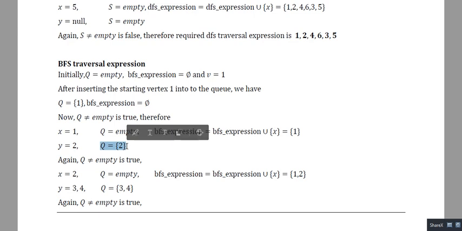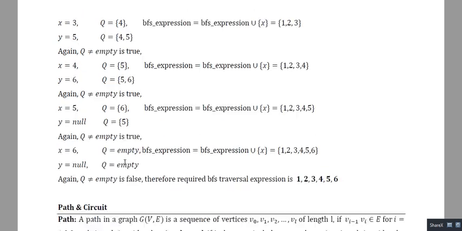Actually, I am doing all these things as per my algorithm. Step 1 says: insert the starting vertex into Q. The next step says: while Q is not empty, X equals the deleted node from Q. Then you add the deleted node into the BFS expression. Then find all neighbors Y of X which are not in the BFS expression and add them into Q. By applying this method, we get the BFS expression 1, 2, 3, 4, 5, 6.